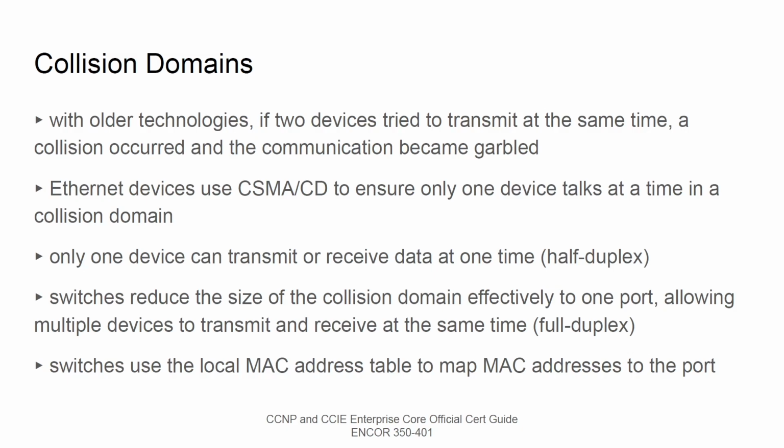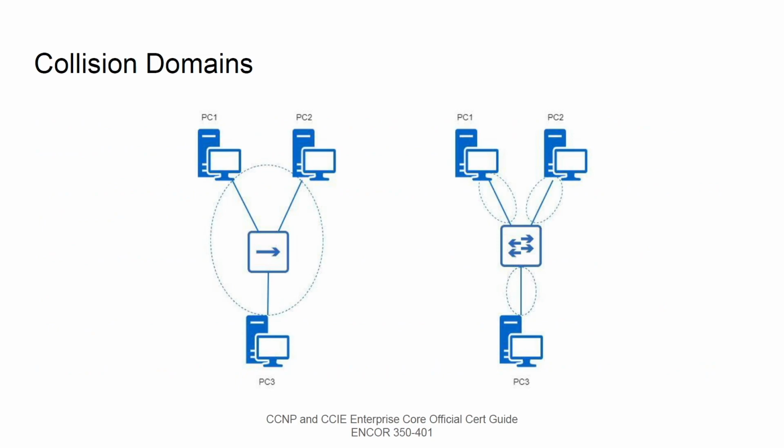So let's look at a couple of diagrams here. This one is a demonstration of the different collision domains using older technologies on the left-hand side, with a hub presented in the middle, compared to a switched network on the right-hand side. The dotted lines represent the collision domains in those different networks. As you can see on the left, in the hub network, the entire network is one collision domain, whereas in the switched network, the collision domains are contained on the single link.